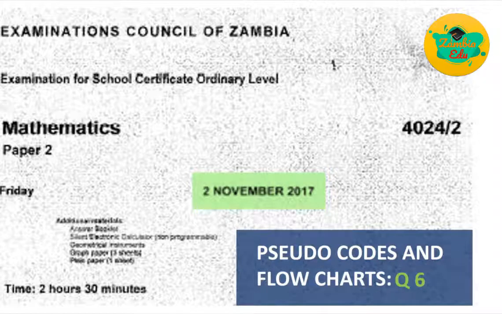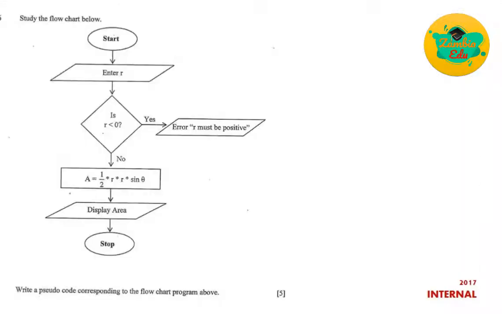2017 paper 2, internal paper, question number 6. The question reads, study the flow chart below. So the flow chart that we're able to see is the flow chart under consideration there.